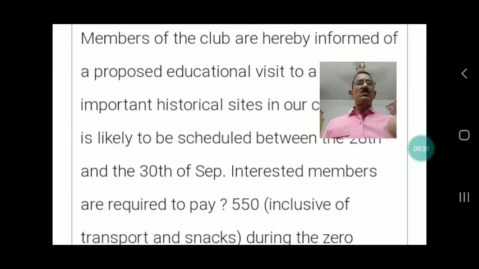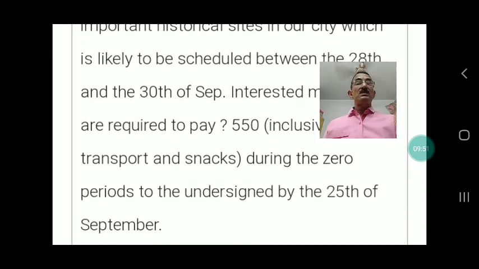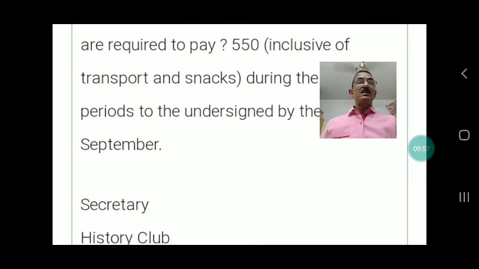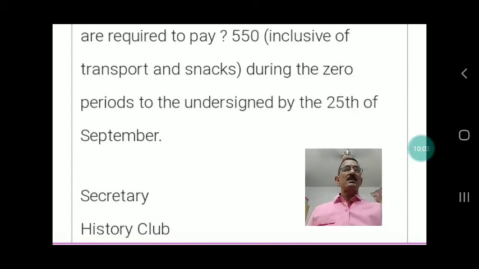Interested members are required to pay, how much you can add, say rupees 550, which includes transport and snacks during the trip, to the undersigned by the 25th of September. In this way, you have given the information very categorically, mentioning how much money is required, where it will go, what its purpose is, by which date to submit money, who can participate, and the things that are essential for such a notice.